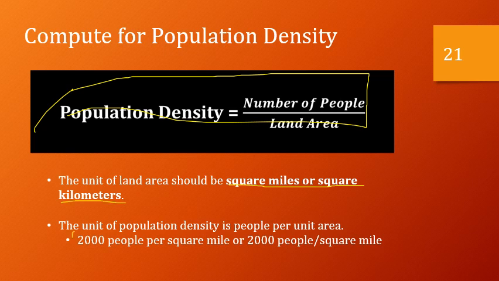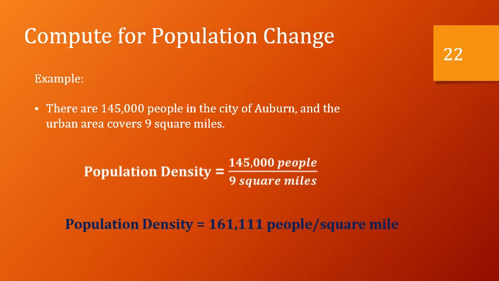Okay, so the unit of the land area should be square mile or square kilometer. So the unit of the population density is per unit area, and a very good example of this is 200 people per square mile or 200 people per square kilometer. Okay, so we are pertaining to land area. So what is the unit of land area? That could be mile, that could be kilometer. So that could be square mile or that could be square kilometer. Okay, so that is population density.